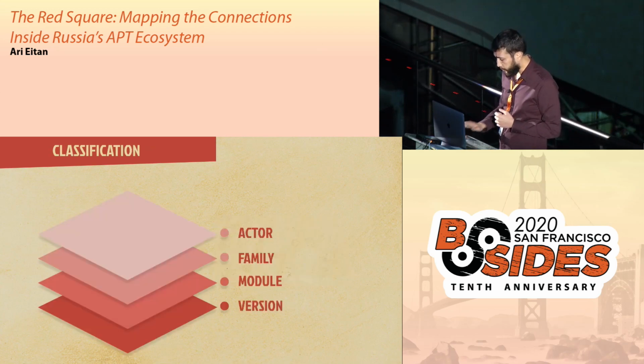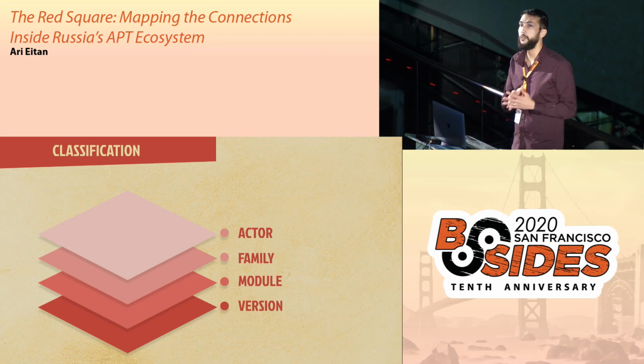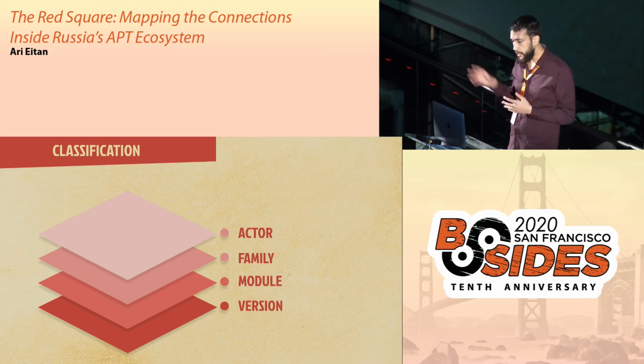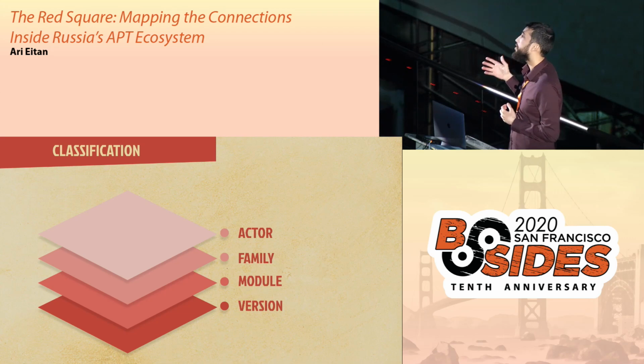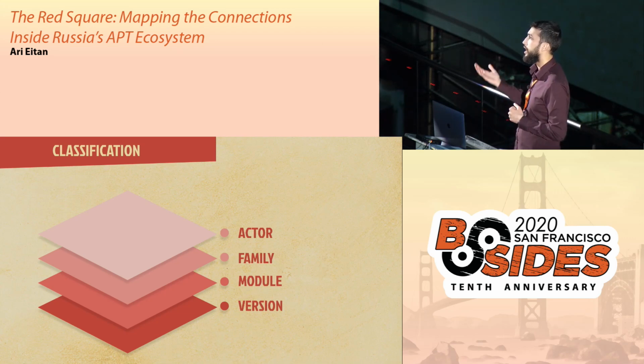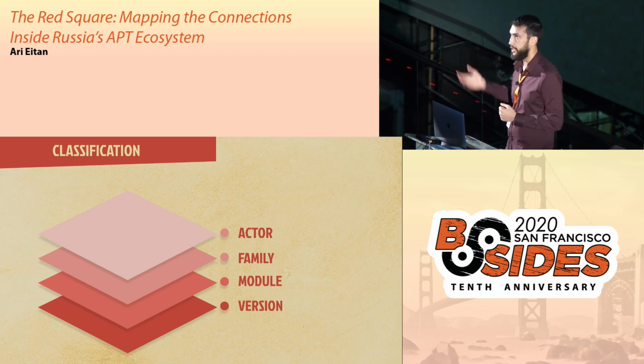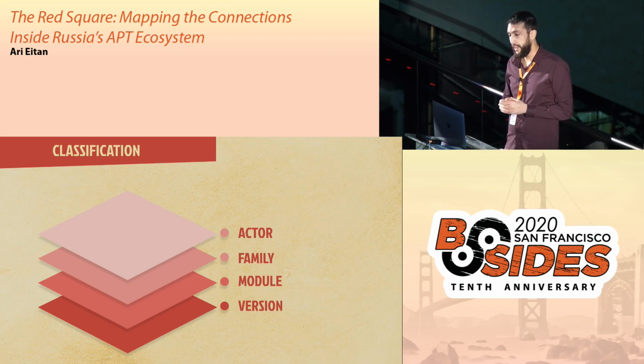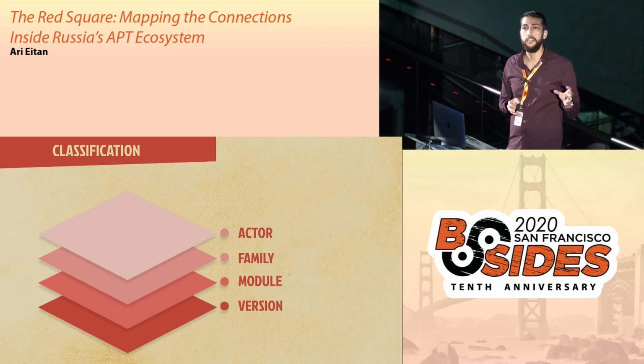So we did, and we built this template, four pieces of information that we wanted to collect for every sample of Russian malware that we had. First of all, actor. Which actor is known or likely to have written this malware? For example, Turla, Gray Energy, Sofacy, and so on. Next, family. What is the common family name that is associated with this malware?